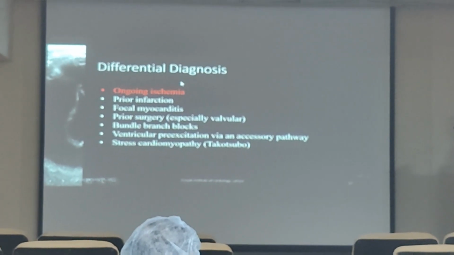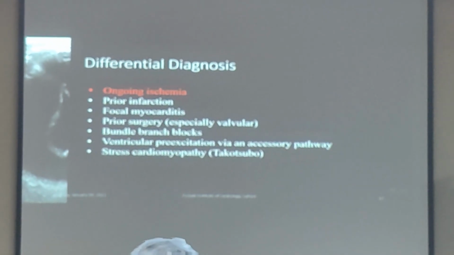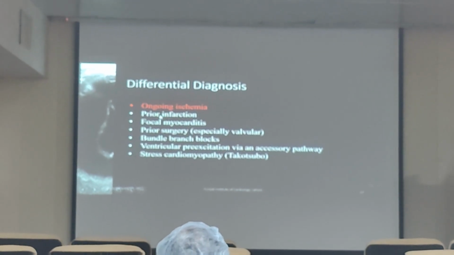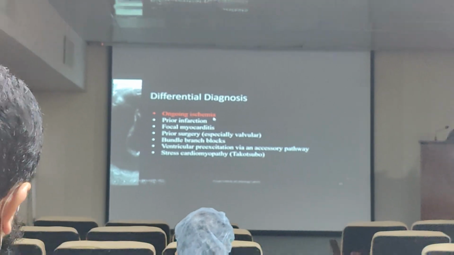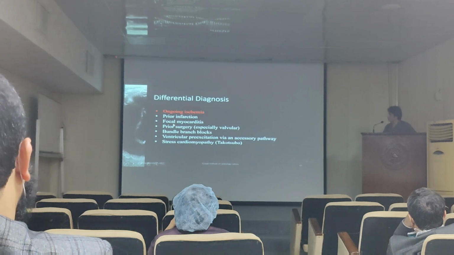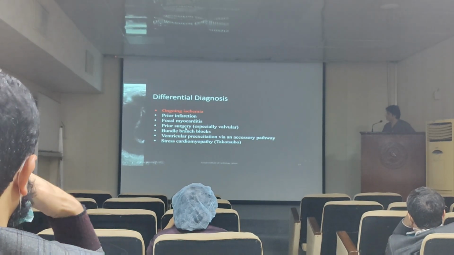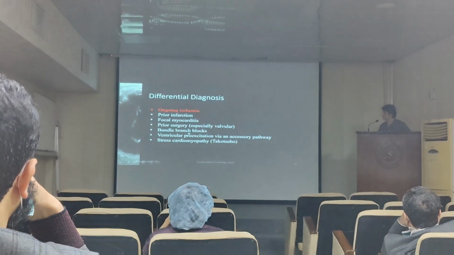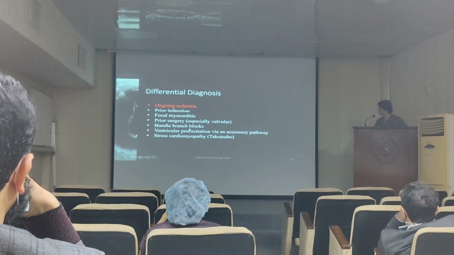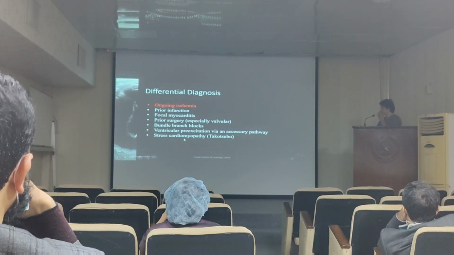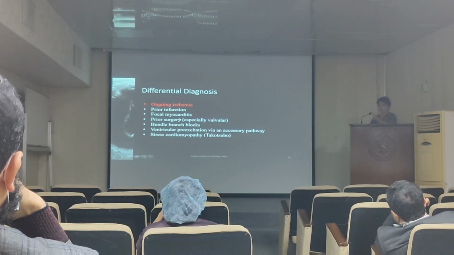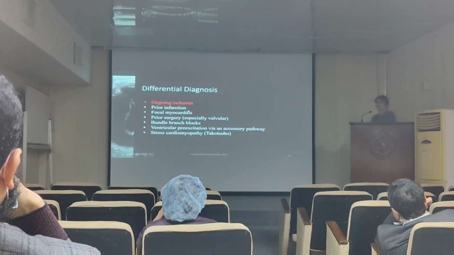In the wall motion abnormality, first of all, we should look for the differential diagnosis of what is going on. Is there ongoing ischemia? Because of ischemia, there is an abnormality of the motion. Is there prior infarction? Is there any myocarditis? Is there prior surgery, especially valvular surgery? Is there any bundle branch block? Is there any pre-excitation accessory pathway in the conduction system? And of course, stress cardiomyopathy. This should be present in our mind, and we will look for these things to conclude what is going on.